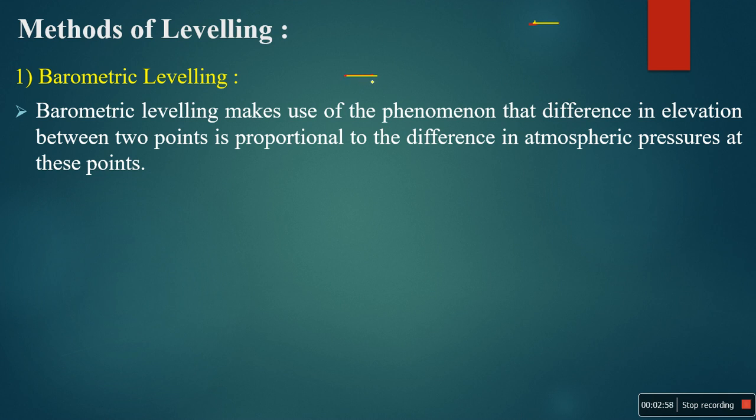First keep your barometer at this level, then note down the atmospheric pressure. Similarly, keep the same barometer here, then note down the atmospheric pressure at this level. The difference of these pressures, by using some relations, gives us the difference in elevation. Elevation means what? It is the difference in height, with reference to any datum line. That is the main object of barometric leveling.